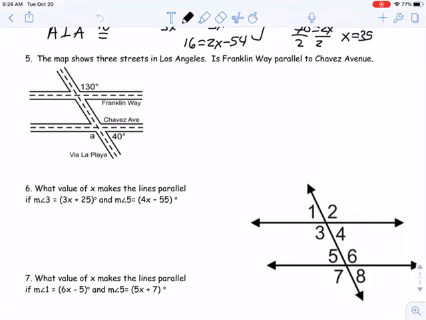The map shows 3 streets in Los Angeles. Fun fact, I have never been to Los Angeles. All right. Is Franklin Way parallel to Chavez Avenue? So, will these 2 streets ever intersect? Well, how do we determine that?